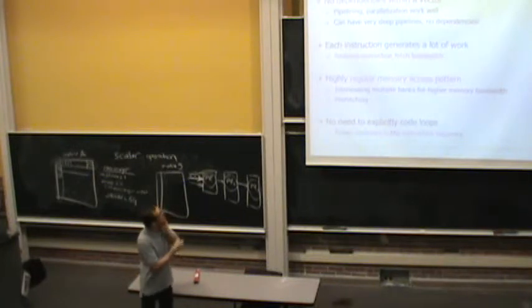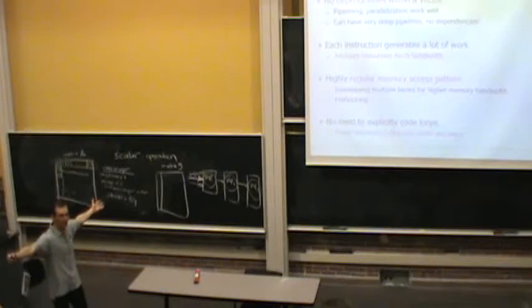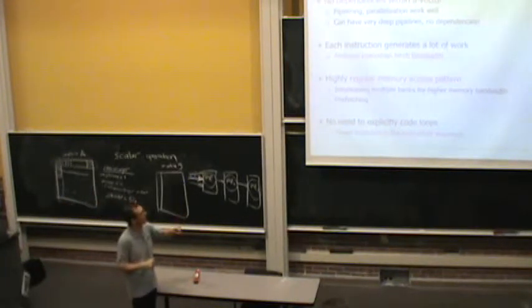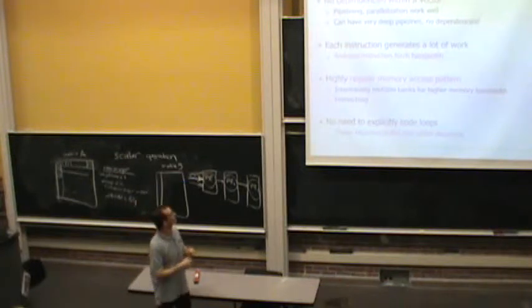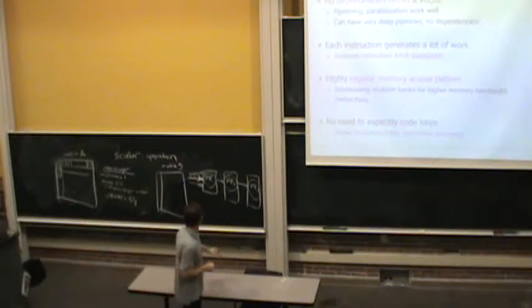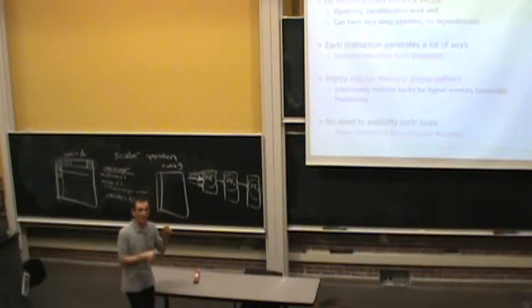So what are the advantages? No dependencies. You can have good pipelining. You can do everything in parallel. And you can do both. And we will see that later when we close the vector processing. We will see that existing processors both pipeline the functional units and have many functional units so that they can exploit this regular structure. Each instruction generates a lot of work. You don't need to fetch.